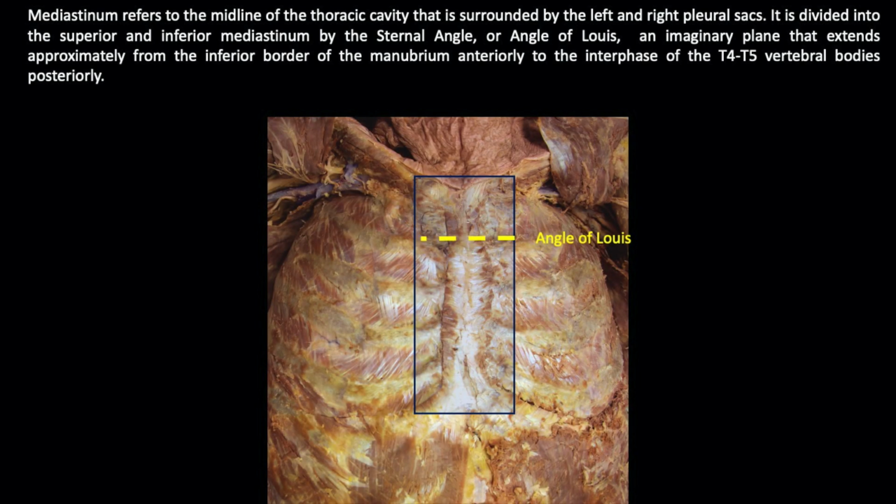The mediastinum refers to the midline of the thoracic cavity that is surrounded by the left and right pleural sacs. It is divided into the superior and inferior mediastinum by the sternal angle, or angle of Louis, an imaginary plane that extends approximately from the inferior border of the manubrium anteriorly to the T4-T5 intervertebral disc posteriorly.